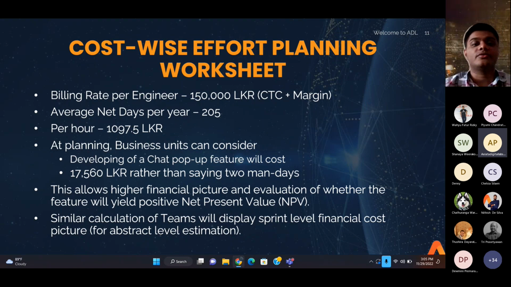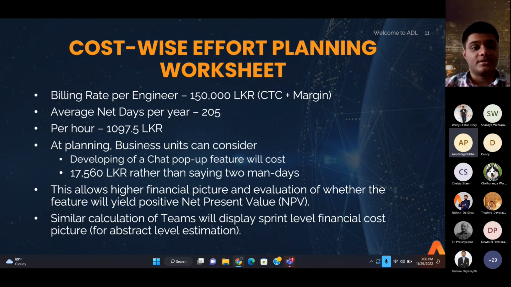So ideally, cost-wise effort planning is something to be adopted to provide a clear financial picture and take more informed decisions, and therefore rule out which features are going to add value and which are not. This allows removal of such features from the list and enables us to provide better, cost-effective and value-added solutions to the customers, which they would be happy with and they would be making more revenue.